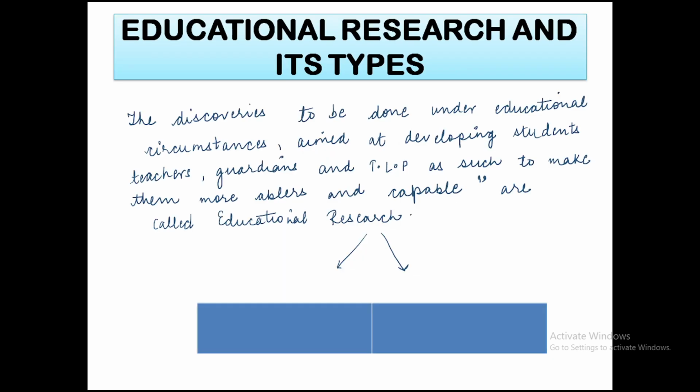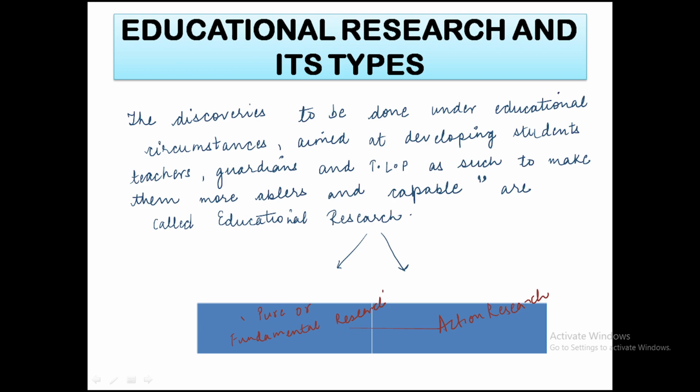Let's start. But first, we have to know what educational research is, and its types. Whatever discoveries have been made under educational circumstances, with the aim of developing the teaching learning process, is known as educational research. And the research is basically of two types. The first one is pure or fundamental research, and the second is action research.